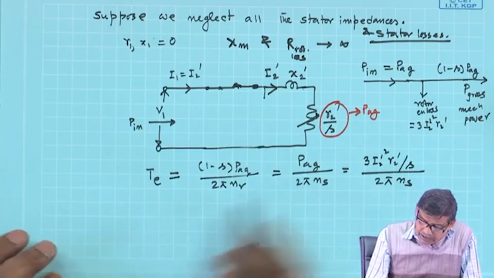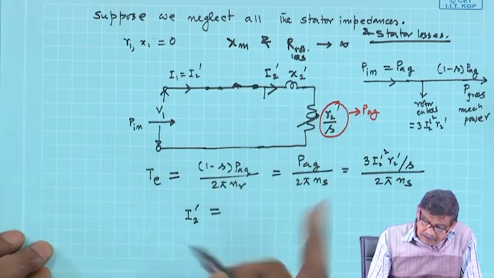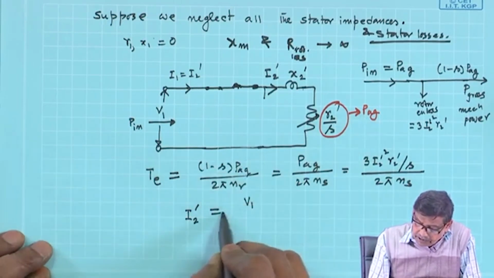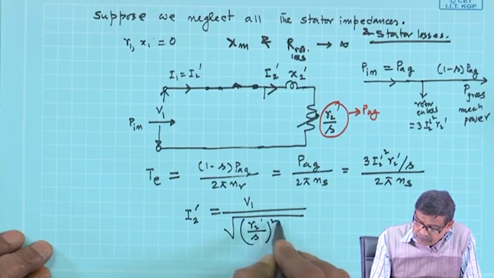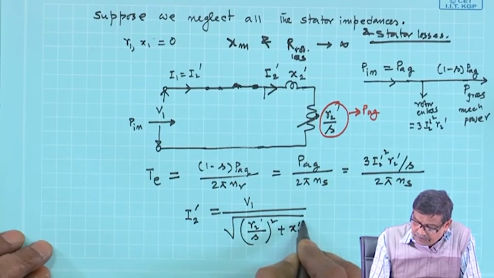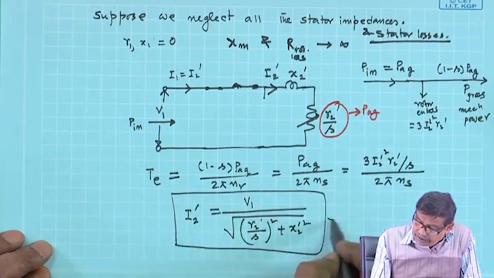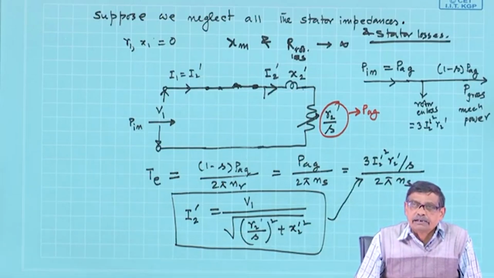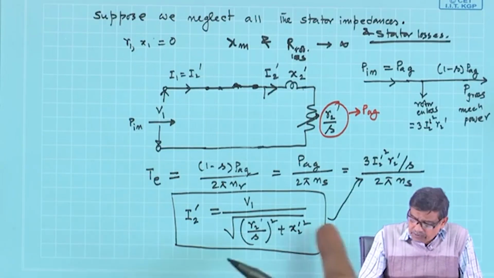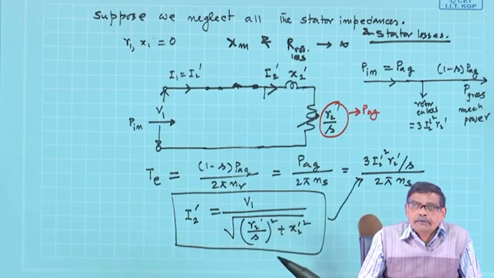Now, in this particular case I2 dashed is nothing but V1 RMS value divided by the square root of R2 dashed by S whole square plus X2 dashed squared, and I will put it here and get the expression of the electromagnetic torque in the next class. You can in the meantime try on your own. Okay. Thank you.